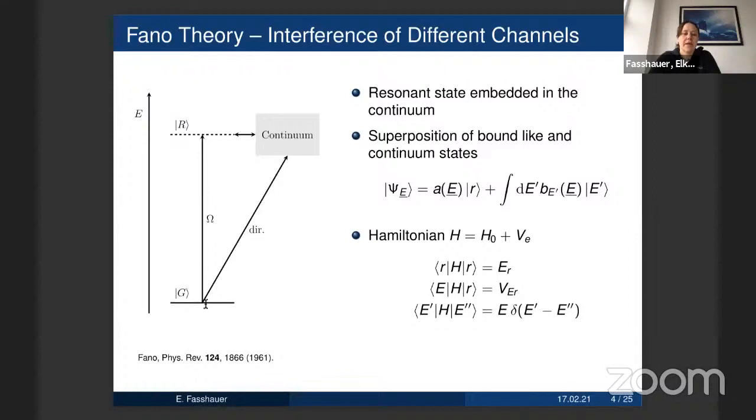When we then take our system in the ground state here at the bottom left, we take a pulse with the mean photon energy of omega. We excite to the resonance state. This then couples to the continuum and decays under emission of an electron. Alternatively, we can also use the pulse to directly go to our final state that includes a free electron.